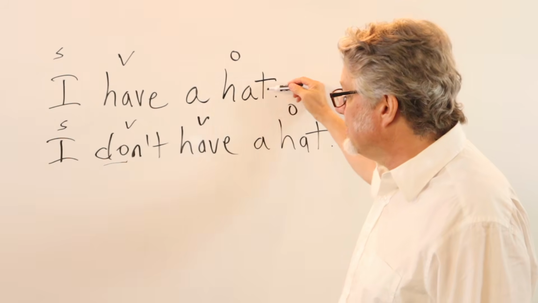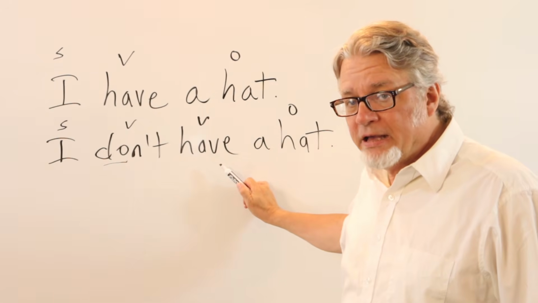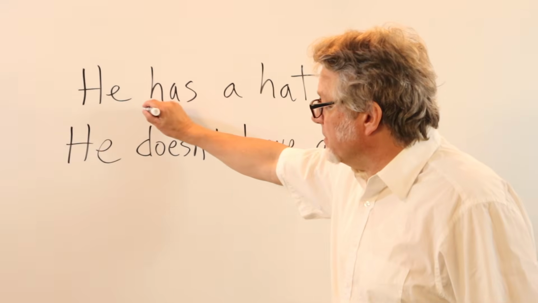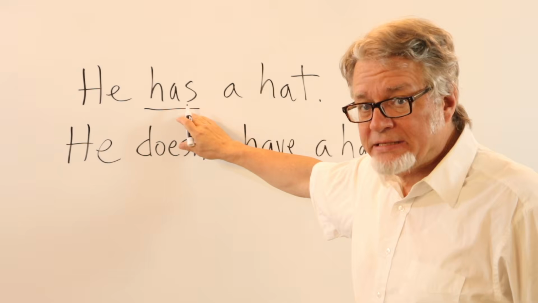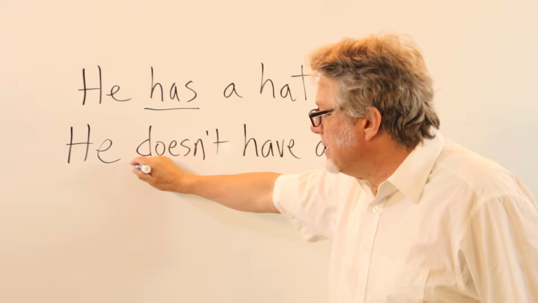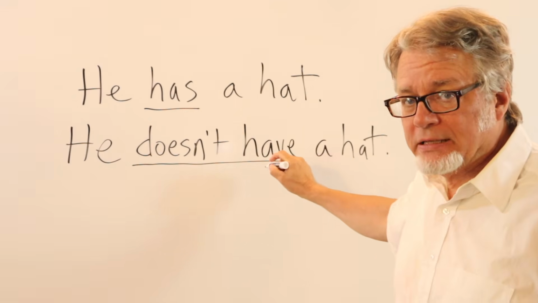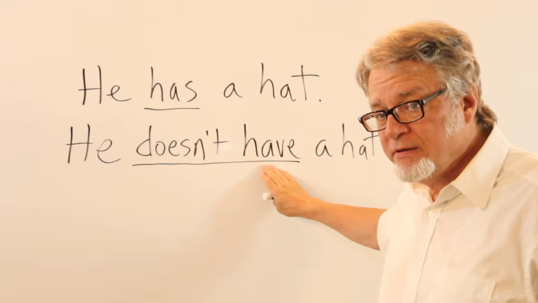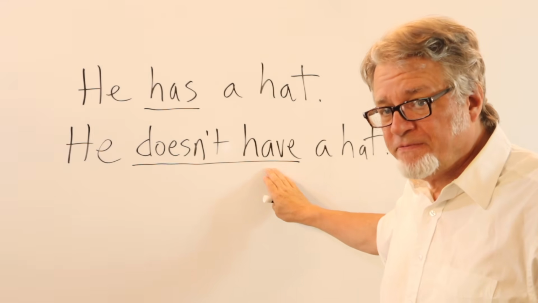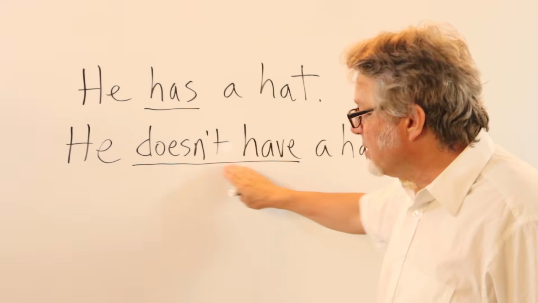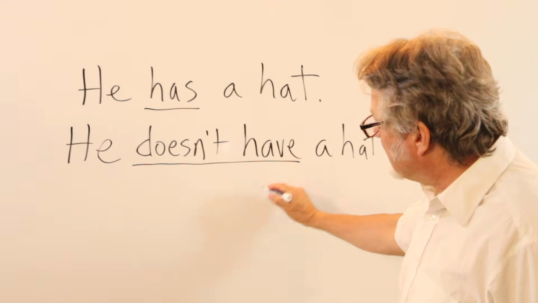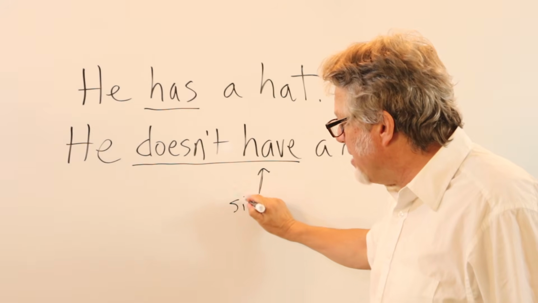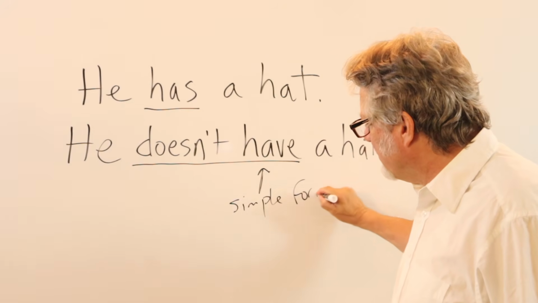I have a hat. I don't have a hat. He has a hat. Here's the main verb in the present tense. He doesn't have a hat. Here's the helping verb, and here is the main verb. This is in the simple form. Together, these are in the present tense, but this verb after doesn't is in the simple form.